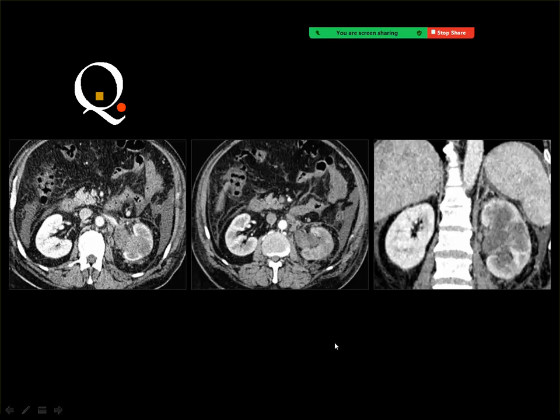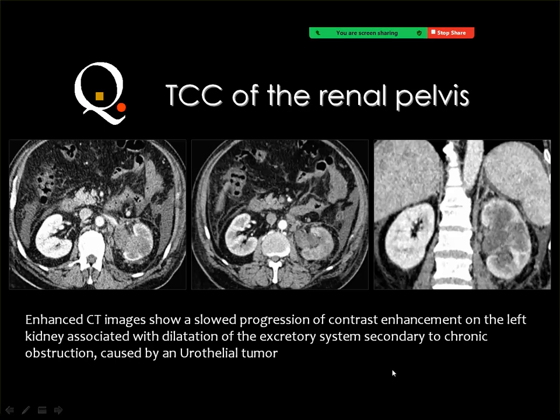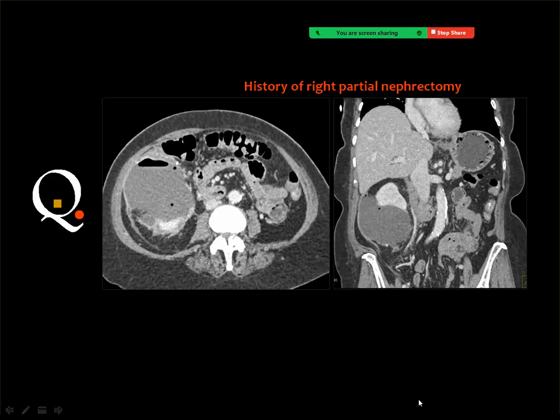And this is transitional cell carcinoma of the renal pelvis and the calyces, which is different from the renal cell carcinoma that occurs in the renal parenchyma, not inside the collecting system.